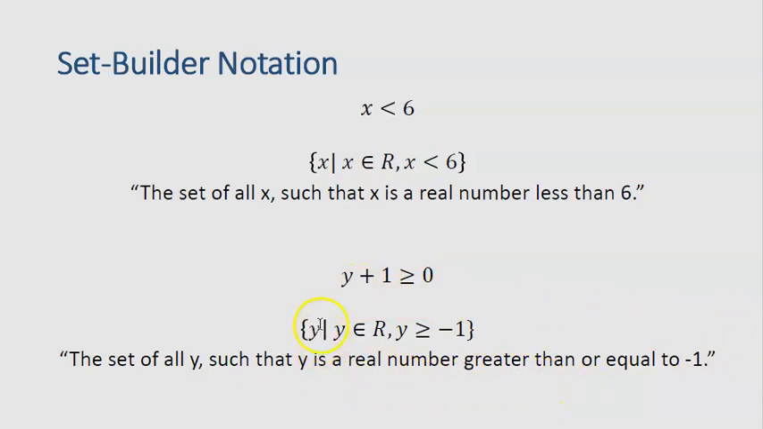The set of all y, again because the variable is y, such that, the vertical line, y is an element of the reals, y is greater than or equal to -1. And again, the way that you would read that is written in words down below as well.